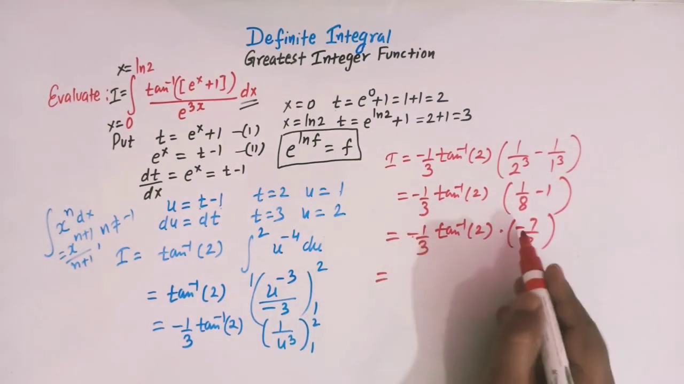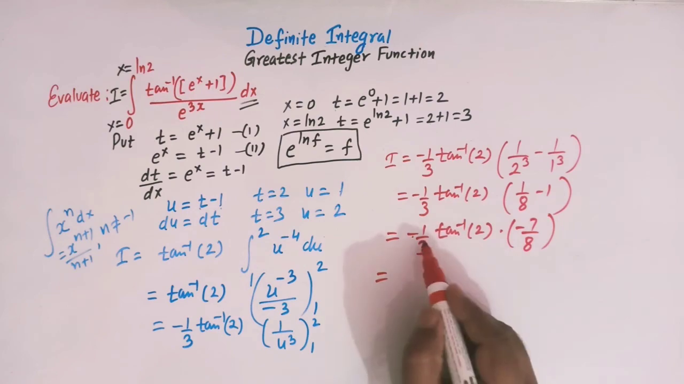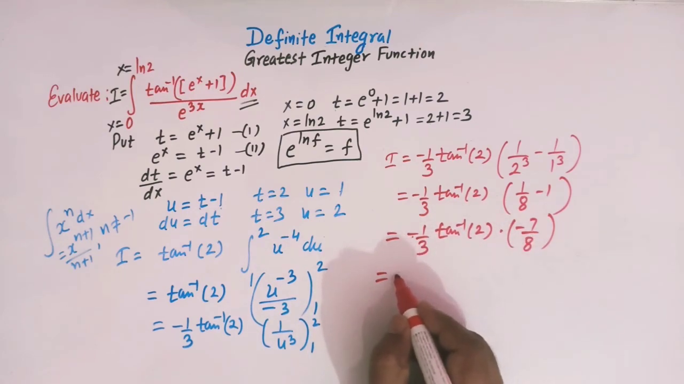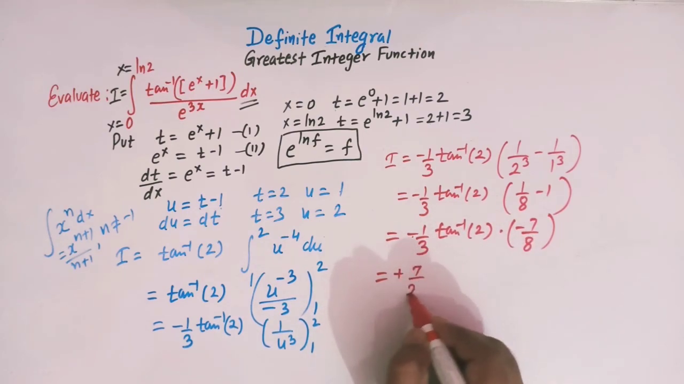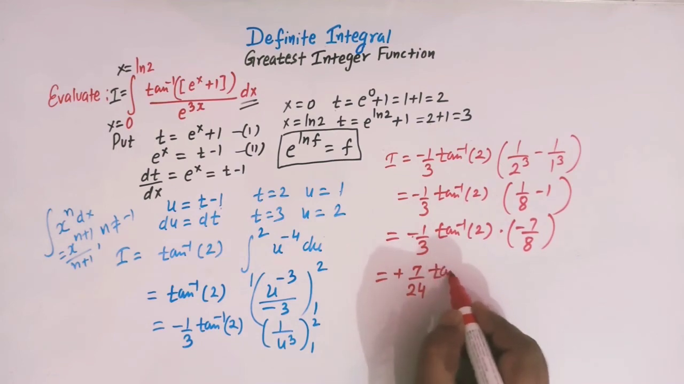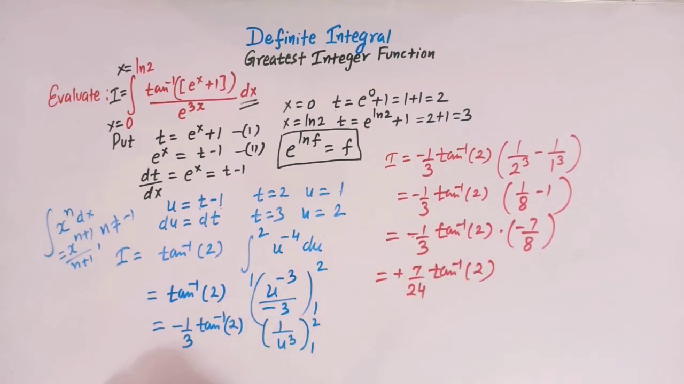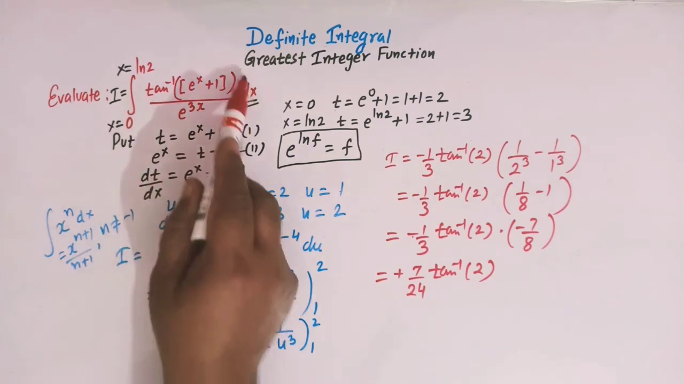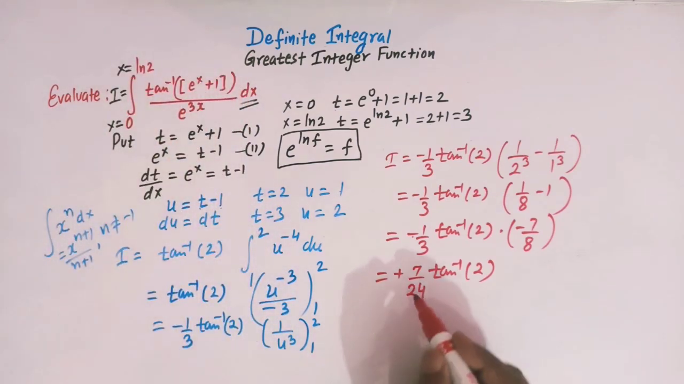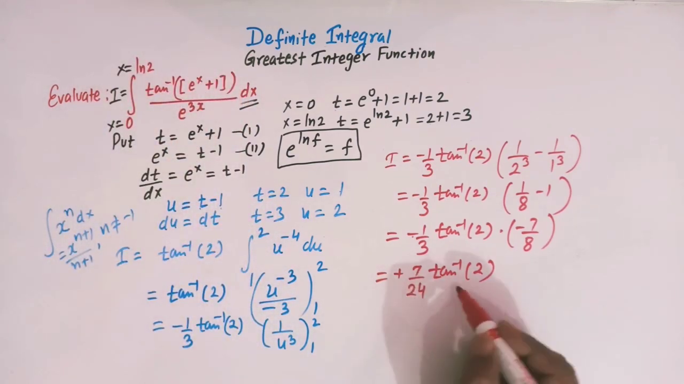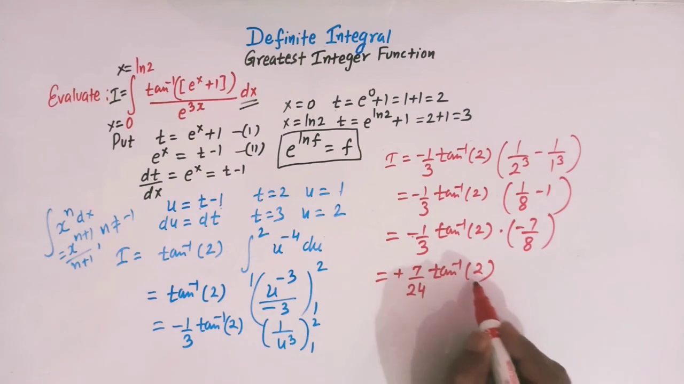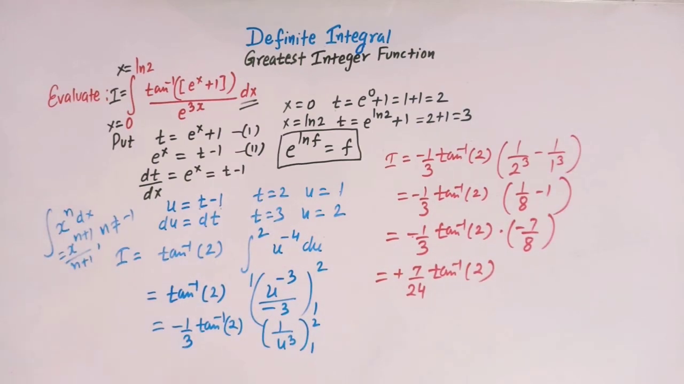Now minus and minus becomes plus when we multiply these two terms. So we have plus 7 over 24 tan inverse of 2. So viewers, the value of this integral is given by 7 over 24 tan inverse 2. So this is how we solve this important problem.